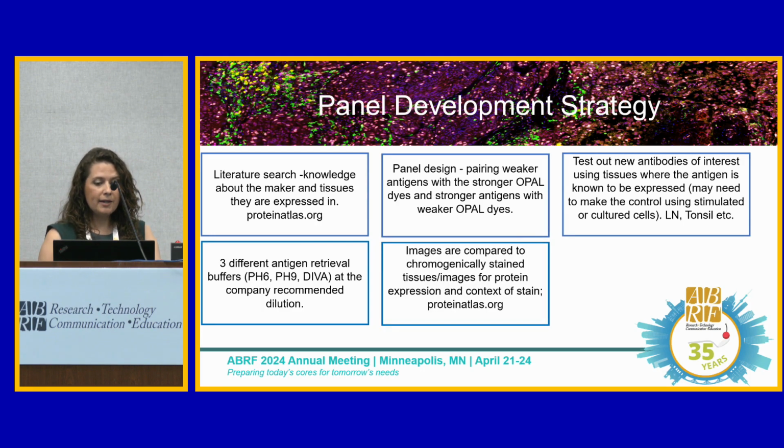And then we compare our images to chromogenically stained images of tissues. We look for protein expression in these tissues, but also the context of stains. So you want to make sure your nuclear stains are really expressed in the nucleus, membrane stains in the membrane, and also that the regions of the tissue that are stained make sense for that particular antigen. And Protein Atlas, again, could be useful for reference, but you may also have to do broader literature searches.